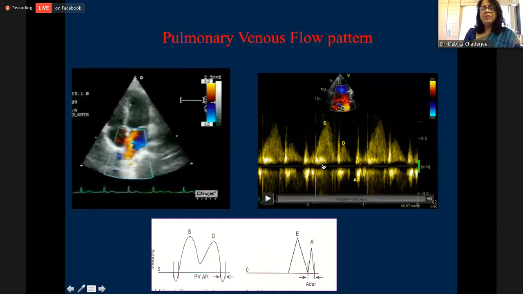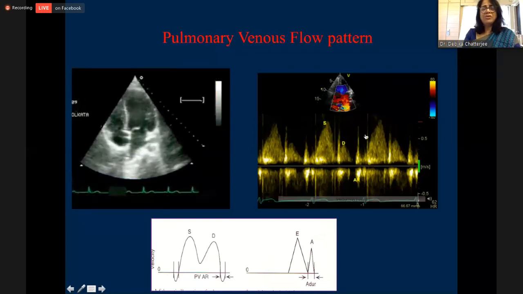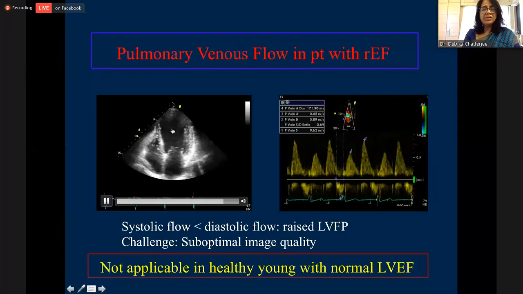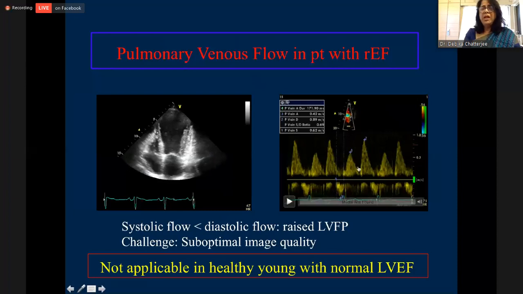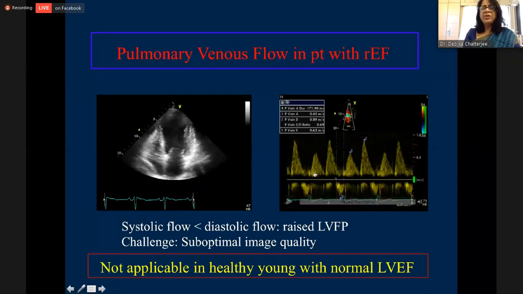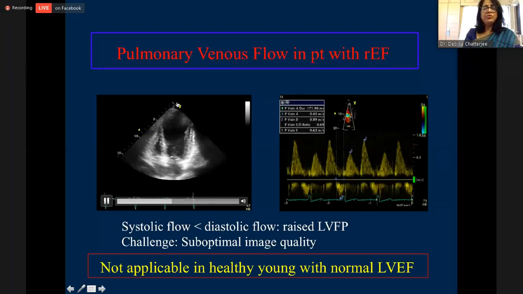which normally shows the systolic wave more than the diastolic wave. But in case of reduced ejection fraction, patients having myocardial disease with reduced ejection fraction, if the systolic wave is less than the diastolic wave, as in this case of anteroseptal MI, it indicates raised LV filling pressure. But this is not applicable in case of healthy young with normal ejection fraction, mind it. So ejection fraction should be reduced with myocardial heart disease.